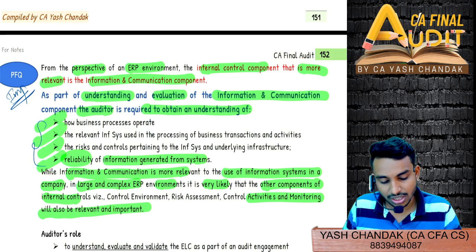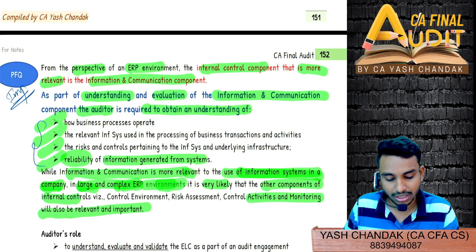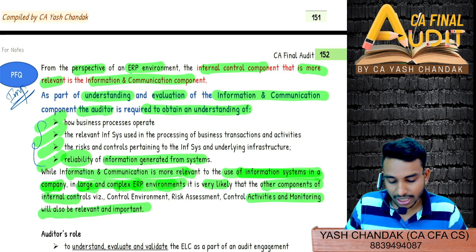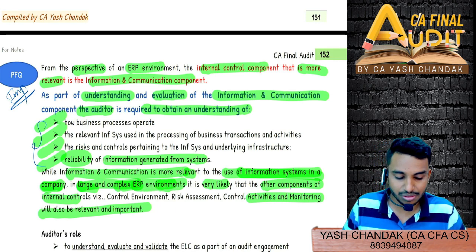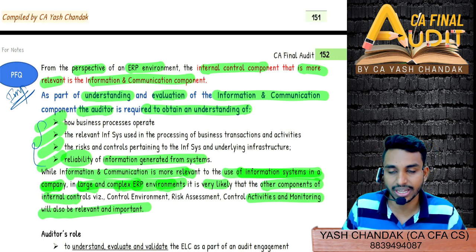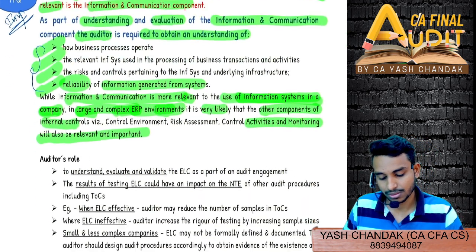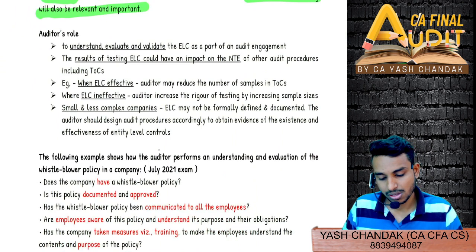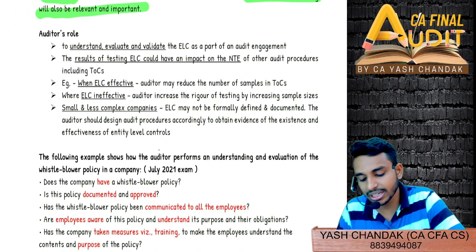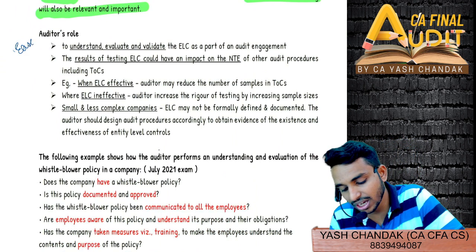So while information and communication is more relevant to the use of information system in a company in a large and complex ERP environment, it is very likely that the other components of internal controls, with control and risk assessment, activities, monitoring, will also be relevant and important. So the auditor's role is very easy. You can just read it now only.